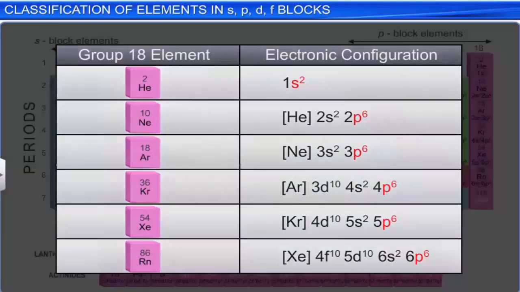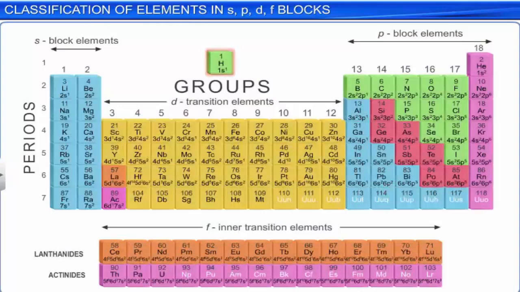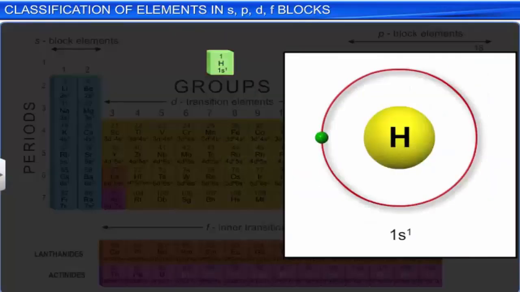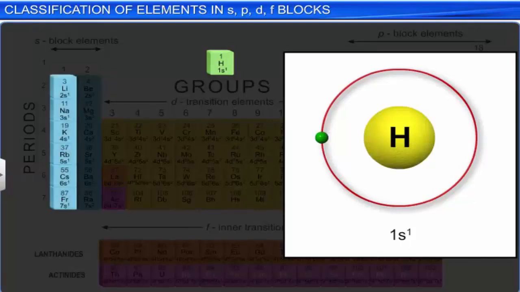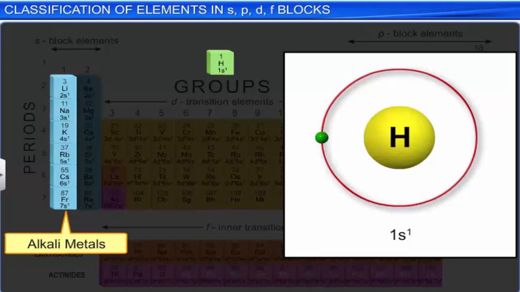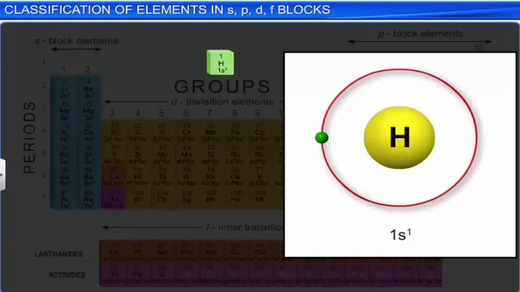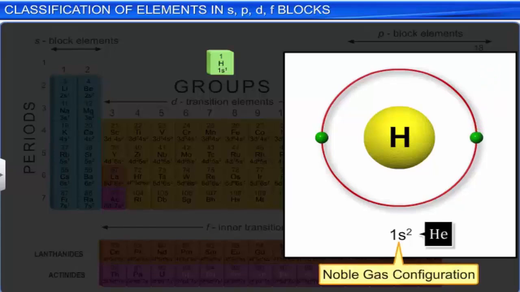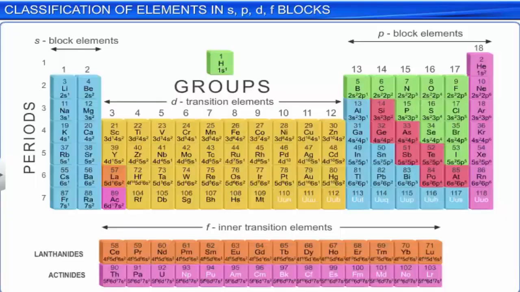The other exception is hydrogen, which has only one electron in the s orbital, and therefore can be placed in group 1 with other alkali metals. However, hydrogen can also gain an electron to achieve the nearest noble gas configuration of helium, and hence can be placed along with halogens in group 17. Therefore, it is considered as a special case and is placed separately on the top of the periodic table. Let's now learn about the S block elements.